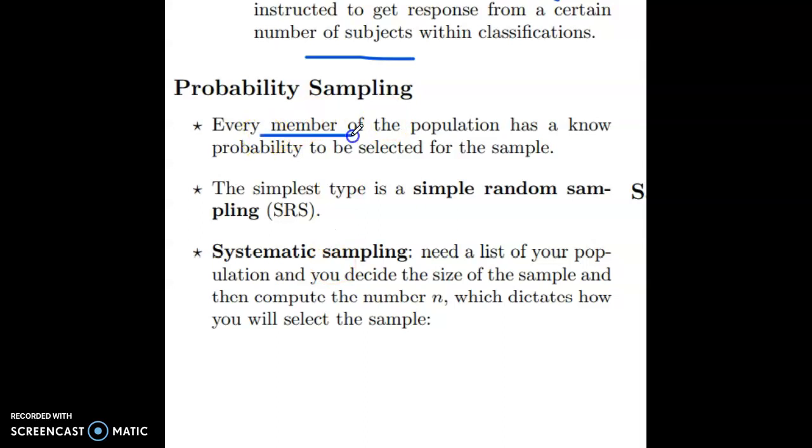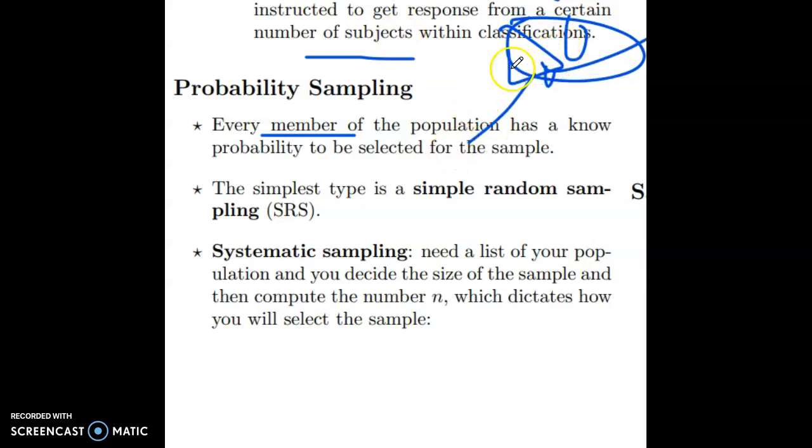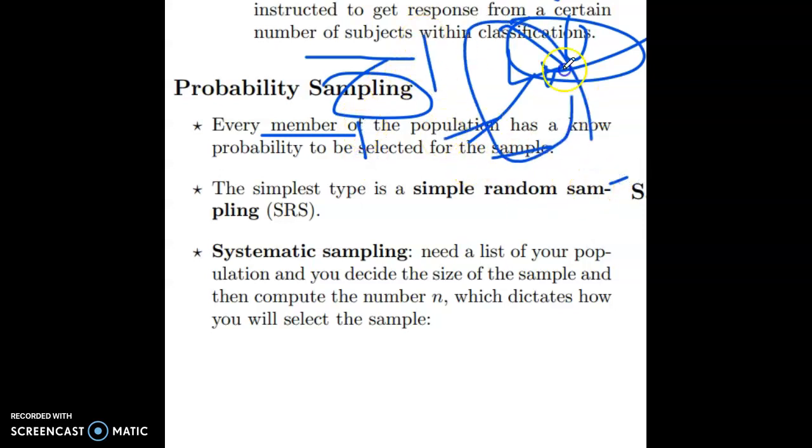Probability sampling. Every member of the population has a known probability of being selected for the sample. The simplest type is simple random sampling, SRS. Systematic sampling: you need a list of your population. You decide the size of the sample and then compute the number n which dictates the sampling interval.